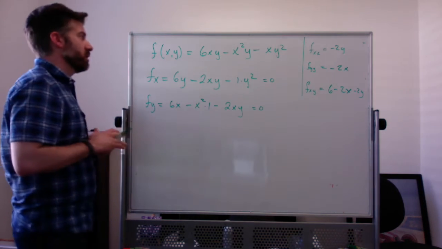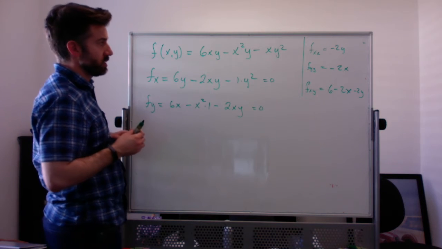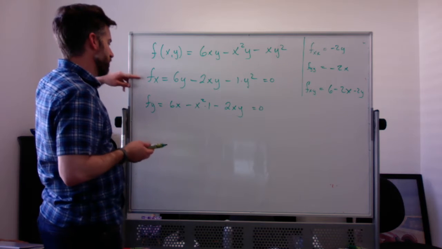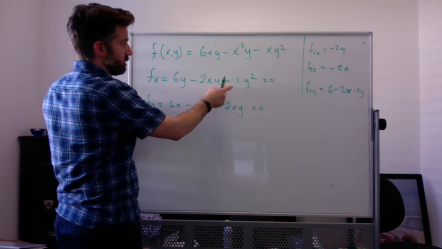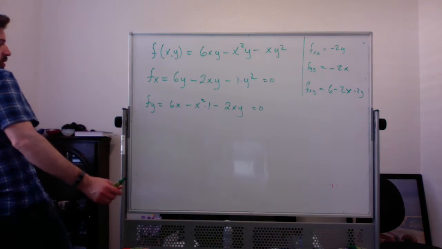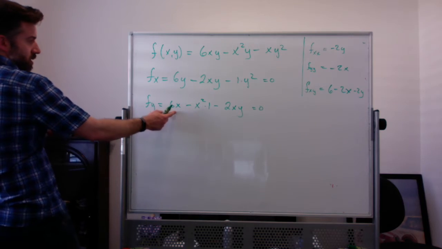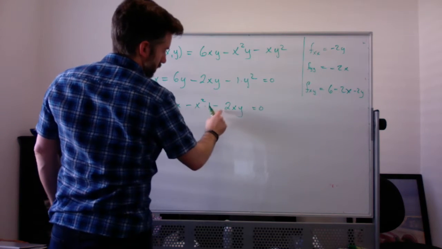So here's our function. It's f of xy equal to 6xy minus x squared y minus xy squared. Here's my first partial. Fx is 6y minus 2xy minus y squared. And our partial to y is 6y minus x squared times 1 minus x times 2y, which is 2xy.